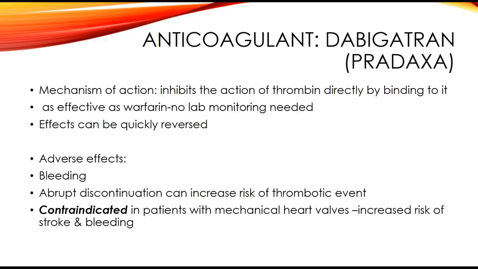And our third anticoagulant is dabigatran, or Pradaxa. This is a little bit of a different drug. It's going to inhibit the action of thrombin directly by binding to it so that it can't work correctly. This is one of the newer oral anticoagulants on the market. It's more expensive, but you don't have to do this constant lab monitoring that both heparin and warfarin need. And another benefit is the effects can be quickly reversed within a very short period of time if needed.